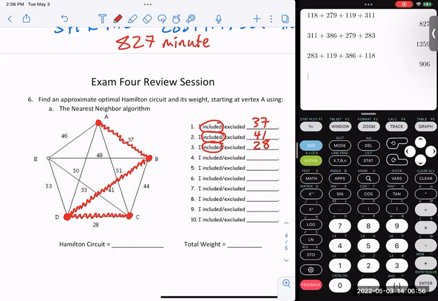All right, so now from vertex C, I'm going to look at what are my choices. So from C, I could do 44, 51, or 33. And so the best choice there would be the 33. Can I include that one? Yes, I can.